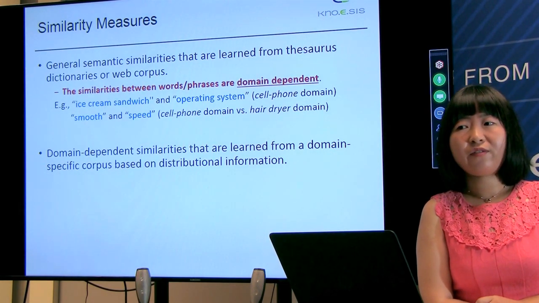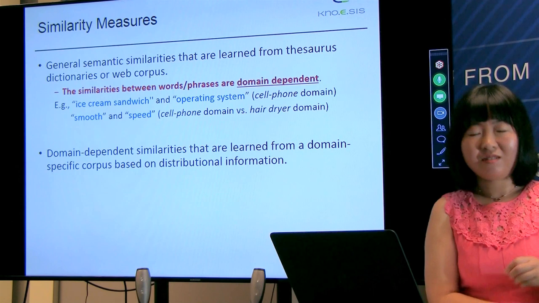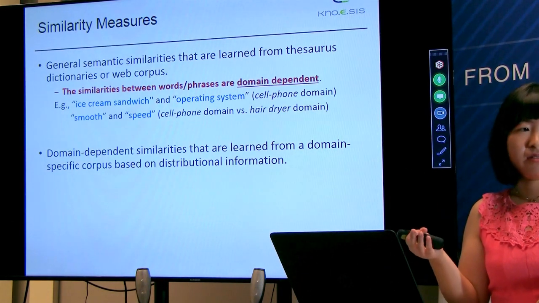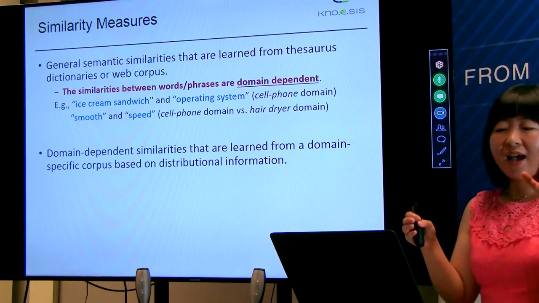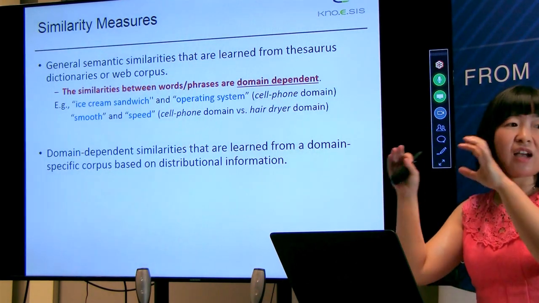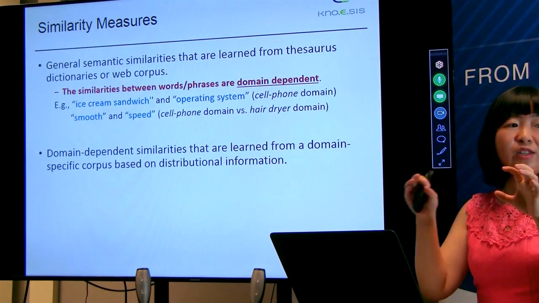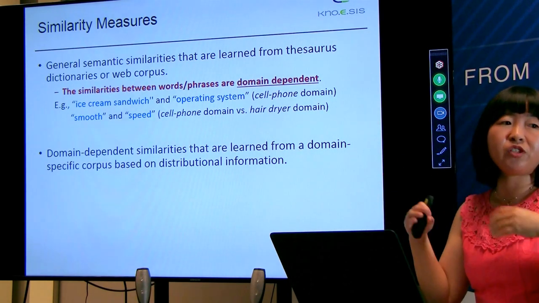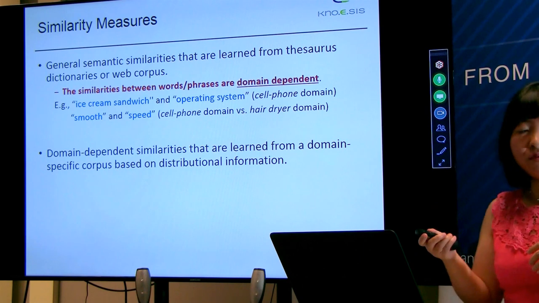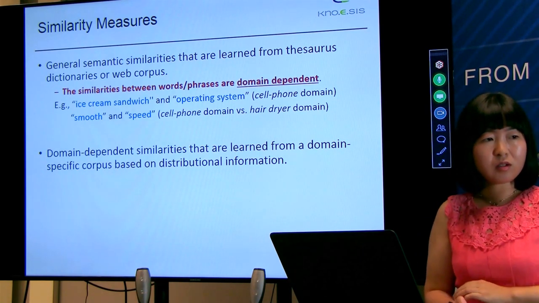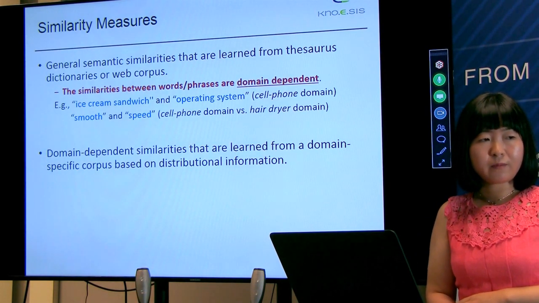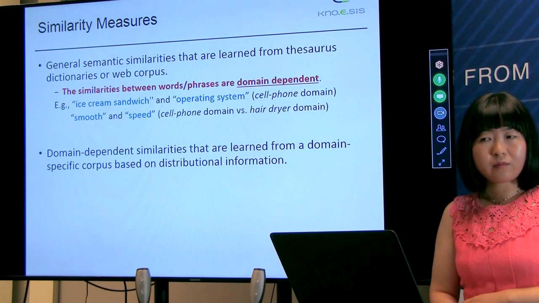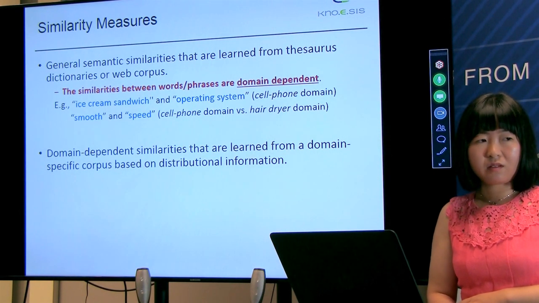No, but I think the ice cream sandwich vector will, probably, the context relates closer to these two. Yes, you still can represent ice cream sandwich as the vector of its context. So if you compare ice cream sandwich in the cell phone domain, its context must be very different from the food domain. The question is, do you know that, or just in the context of your use? If the corpus is big enough, it will happen.